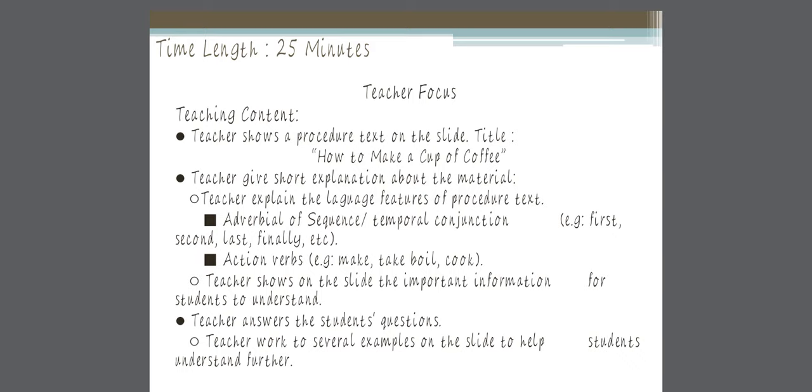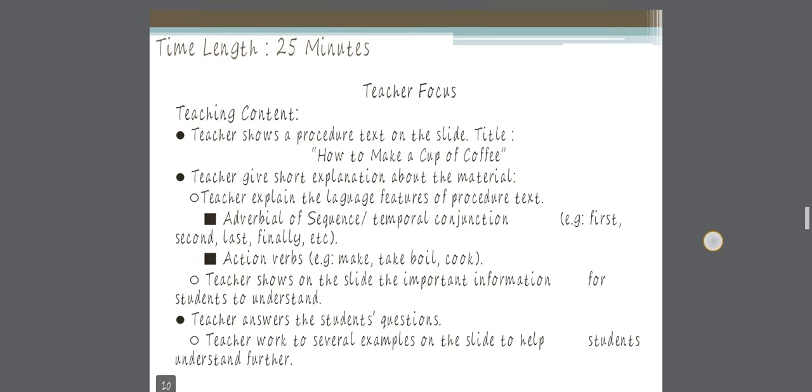Second sub, we explain the materials because it will help the students have a better understanding of the materials after we reteach them. Also, showing the important keys of the materials will make them easy to learn. And for the last sub, by giving time to students to ask questions to the teacher, students can say what they don't understand. Also, the teacher works through several examples in the slide.